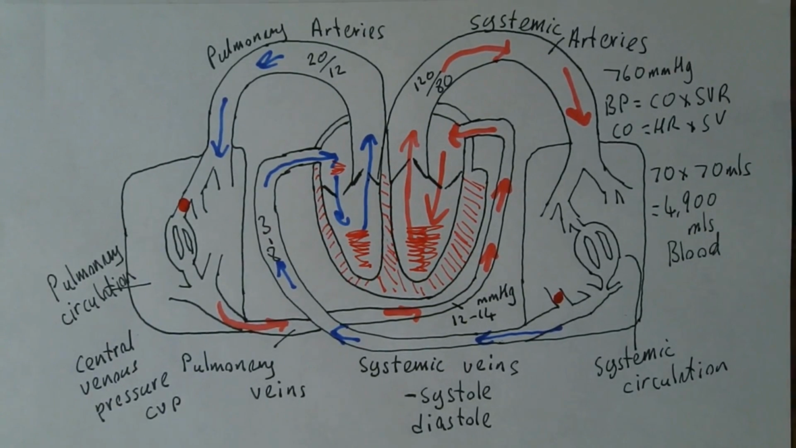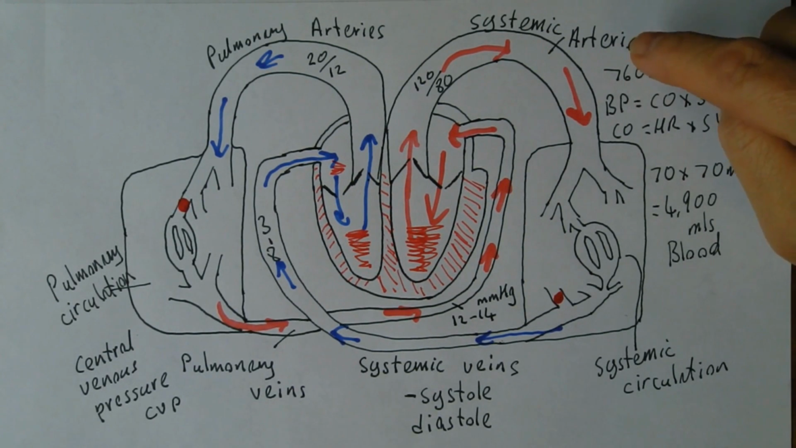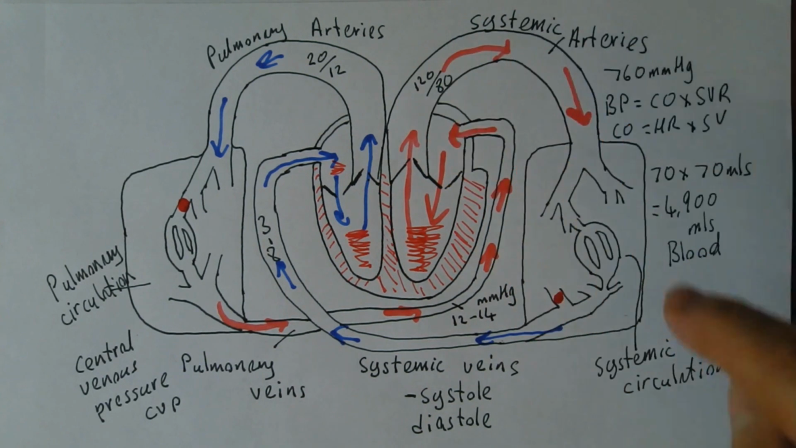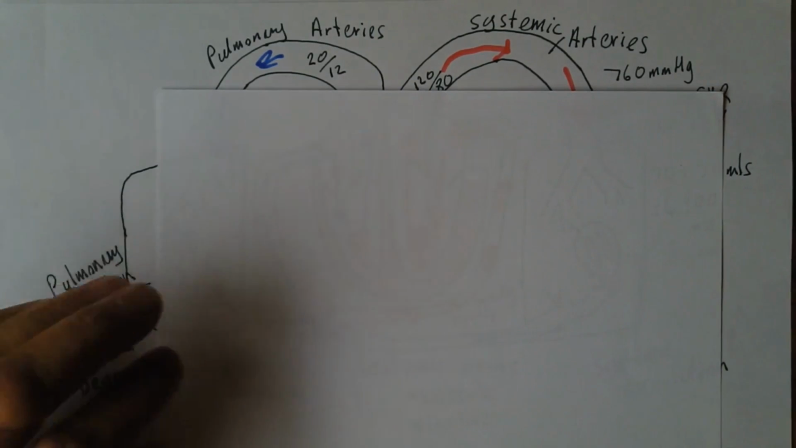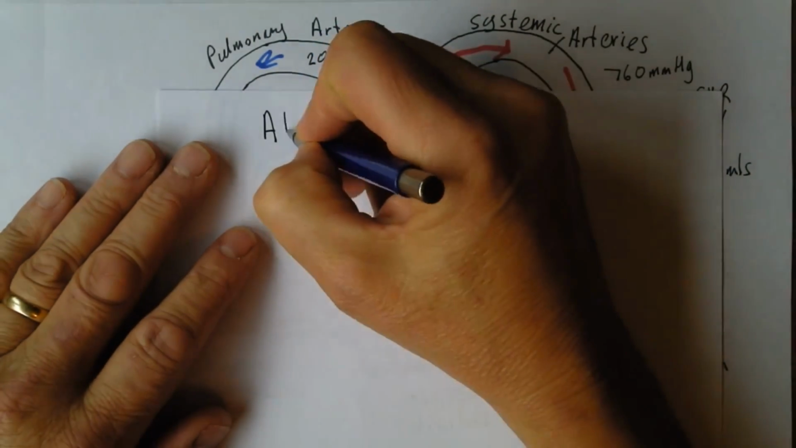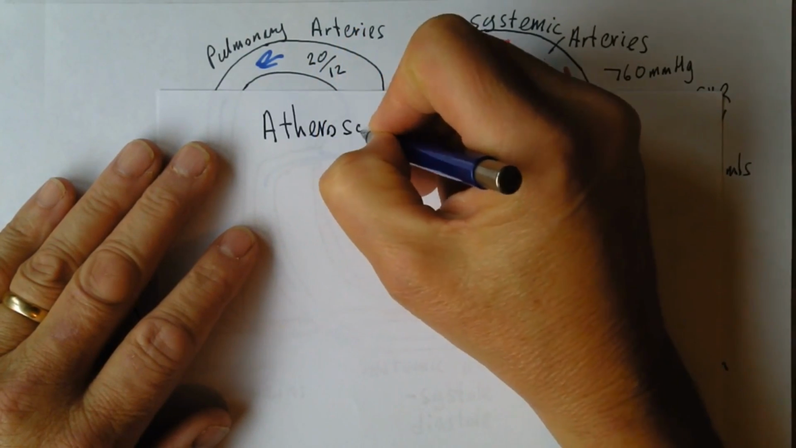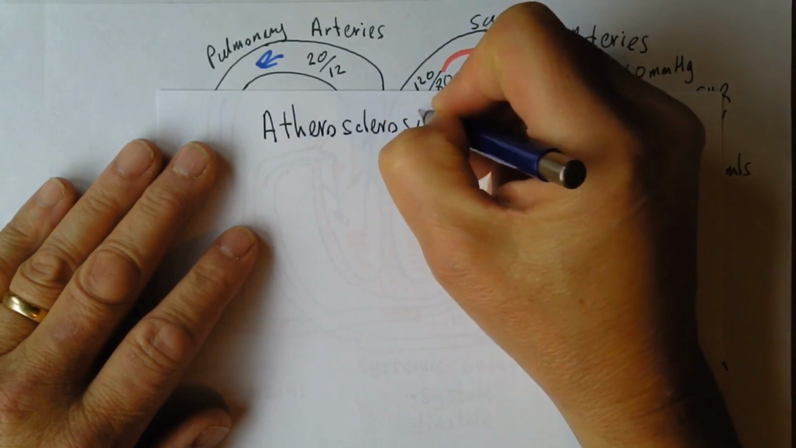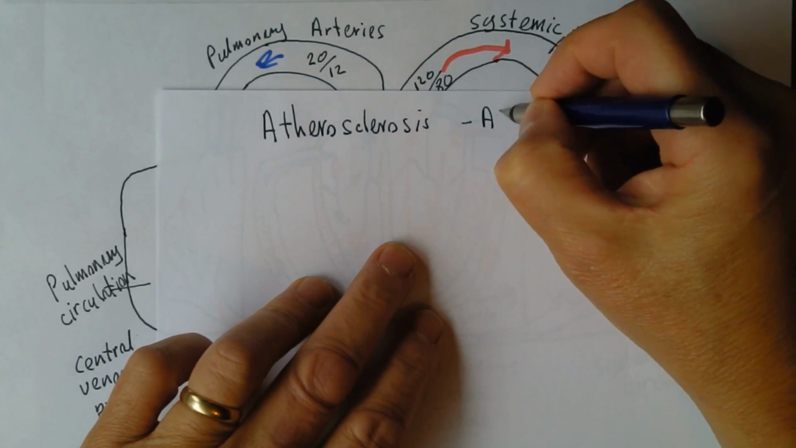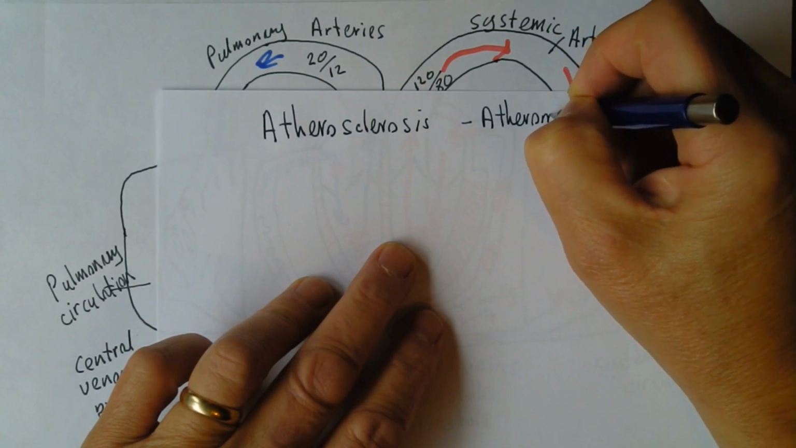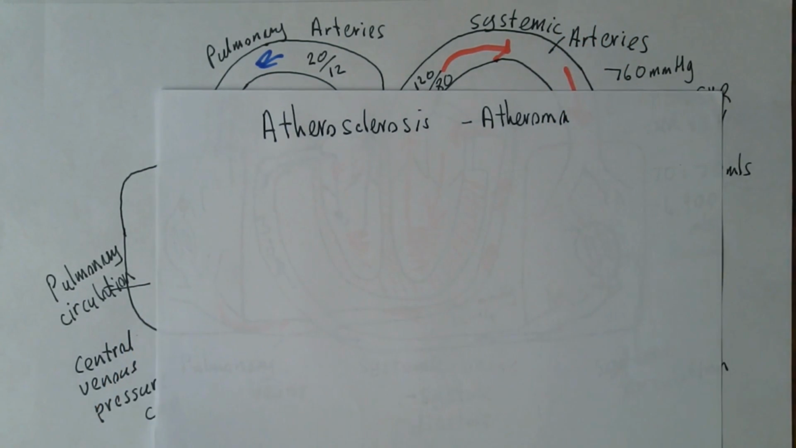So we want to carry on our review of cardiovascular diseases now by considering another problem of the systemic arteries. We've considered hypertension as a condition affecting the systemic arteries. Another common condition affecting the systemic arteries is atherosclerosis. Now in atherosclerosis there's the accumulation of atheroma inside blood vessels.